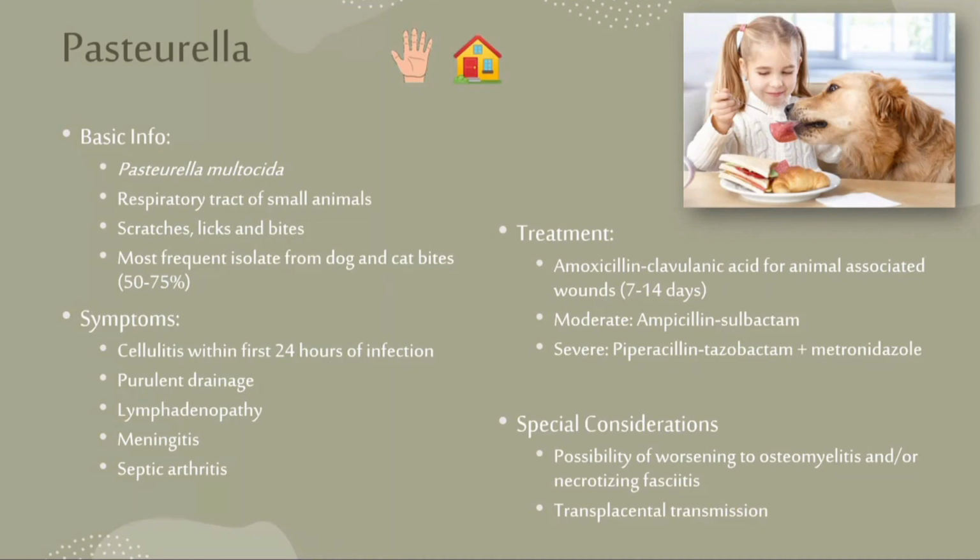So we're going to treat this with amoxicillin and clavulanic acid, and that really goes for most animal-associated wounds. This is going to be a 7 to 14 day course. If you have a moderate infection or it requires more in-depth debridement of the area, you can switch to ampicillin and sulbactam. And then if it's a severe infection, or in that septic arthritis or meningitis standpoint, then you're going to switch to piperacillin-tazobactam plus metronidazole.